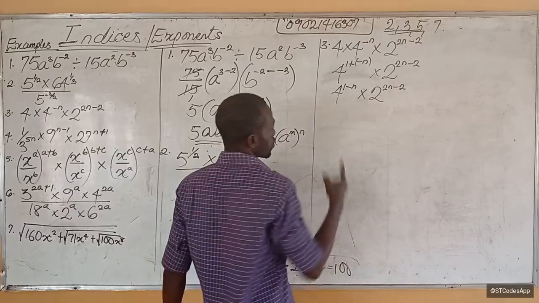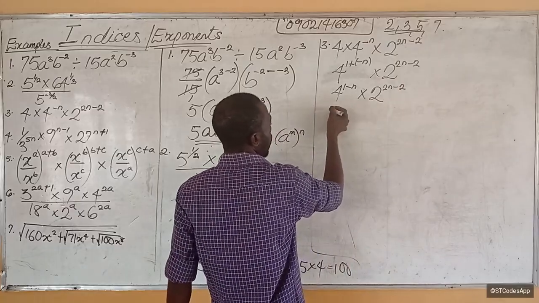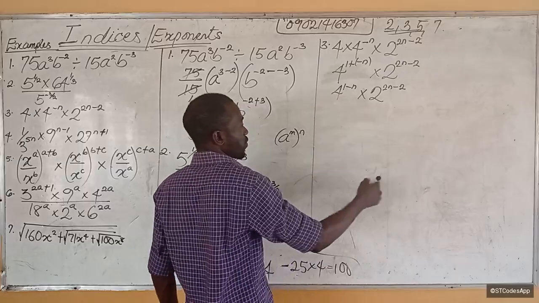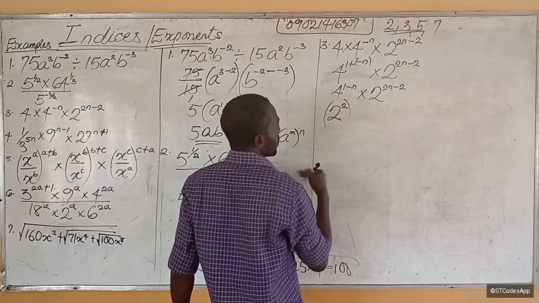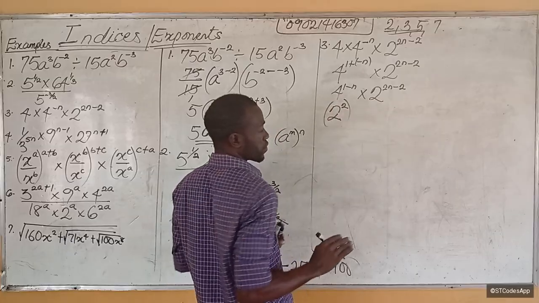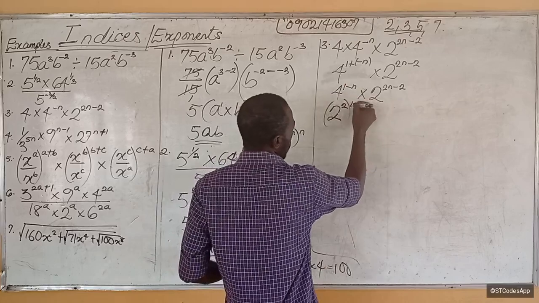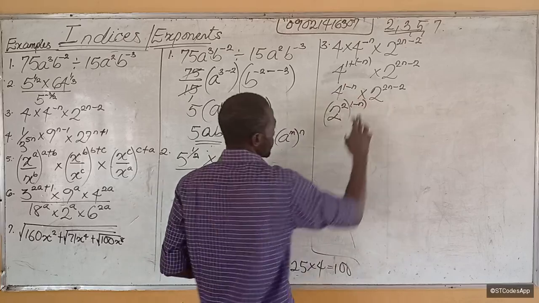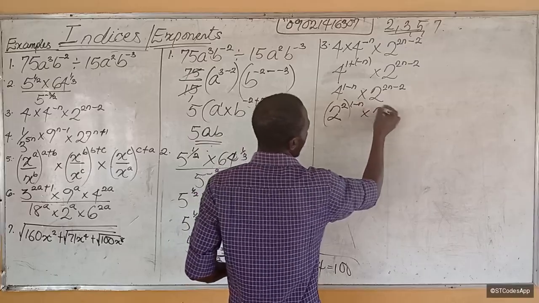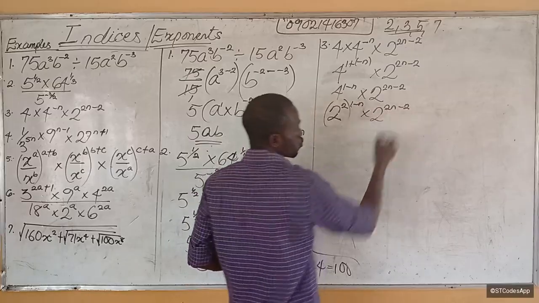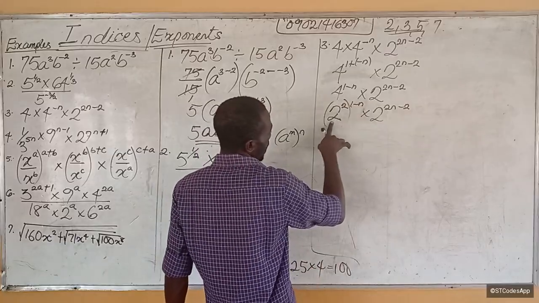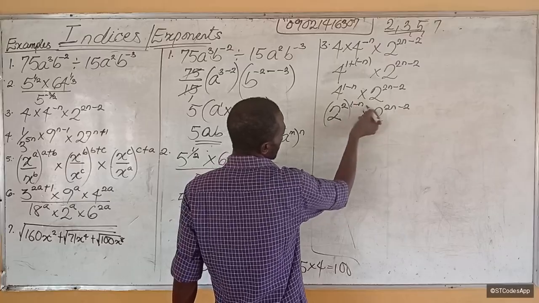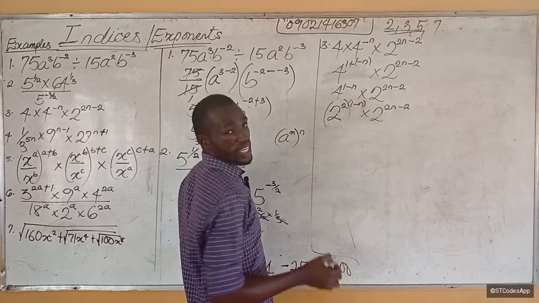So if this be the case, then what is 4? If you express 4 in the family of 2, it becomes 2 raised to power 2, that is 4. I'm writing 4 first, then raised to power 1 minus n, multiplied by 2 raised to power 2n minus 2. I hope this is clear. So if that is clear, then this has to multiply everything that is here. Is that clear?